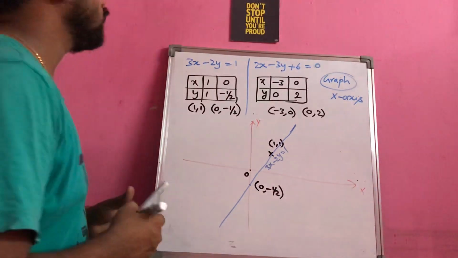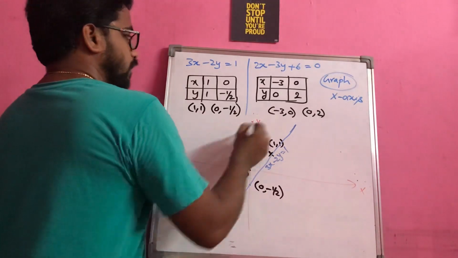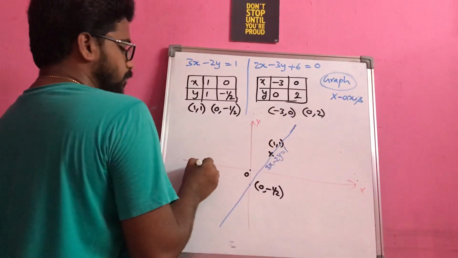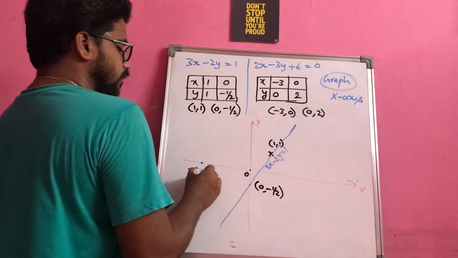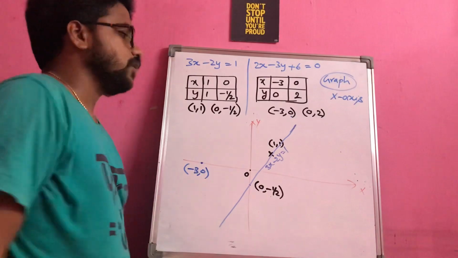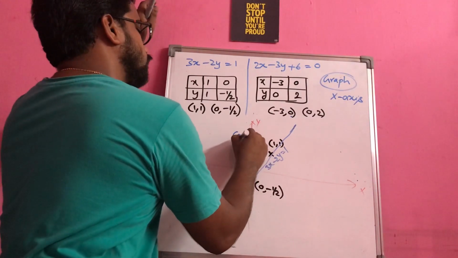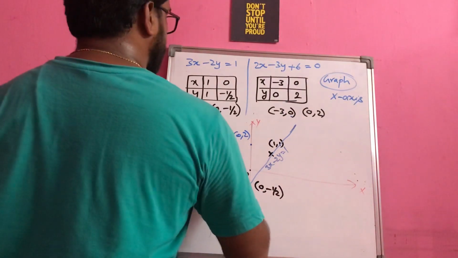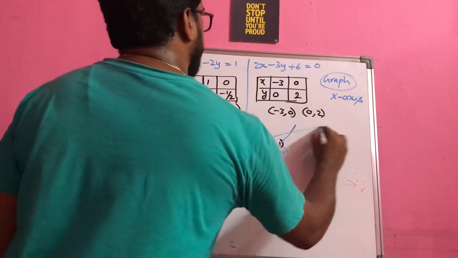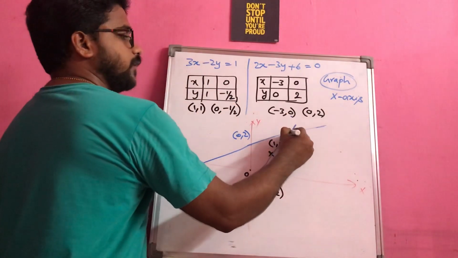Minus 3 comma 0 is somewhere here. Because here the y value is 0, that means the point is on the x-axis, so it is on the negative side of the x-axis, so minus 3 comma 0. Another point is 0 comma 2, which is positive, so it is on the y-axis. So again, if you try to join this, you will get a line like this. Okay, so these two are intersecting at this particular point.